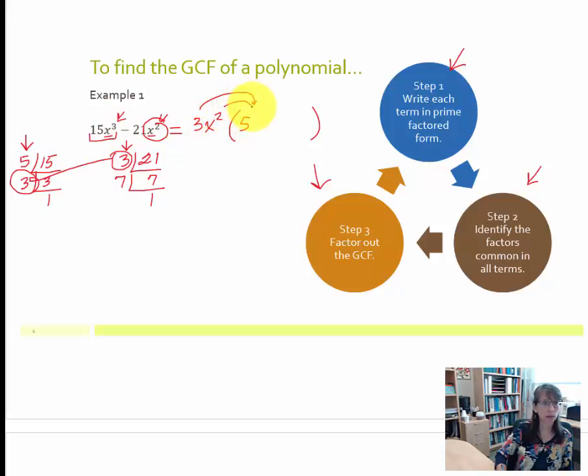X squared would then be multiplied by how much to create x cubed? Here you have to think about the product rule. X to the 2 plus 1 would match x cubed. Finally, we need to match our last term of negative 21x squared. So 3 would have to be multiplied by a negative 7 to create a negative 21. And you'll notice that x squared already is an exact match, so we don't need to include any more bases of x. So our final answer here in factored form is 3x squared times the quantity of 5x minus 7.